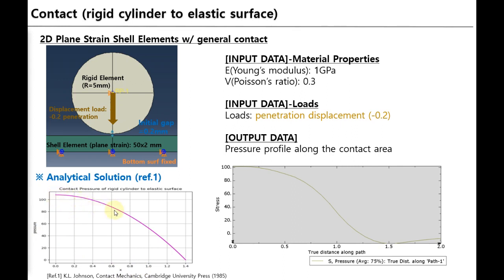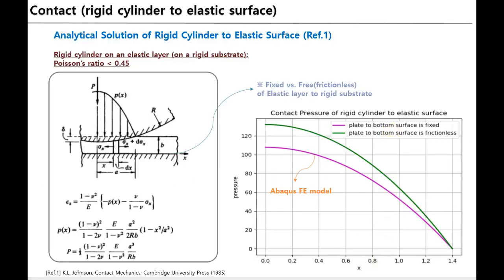This graph means the cylinder contacts the elastic layer up to 1.4 millimeter, and the pressure magnitude quadratically decreases from center to the edge. Okay, this is the analytical equation and simple pressure profile graphs. Just take a look at this material if necessary later.